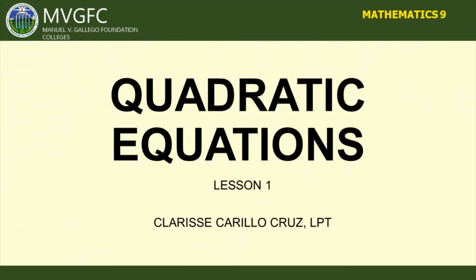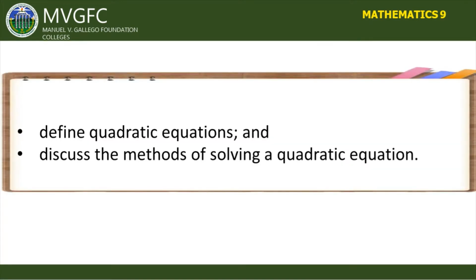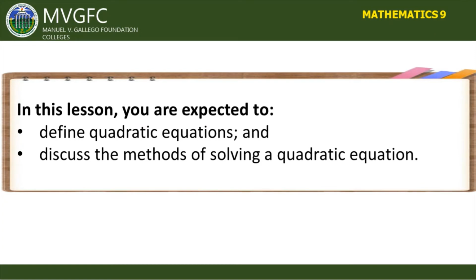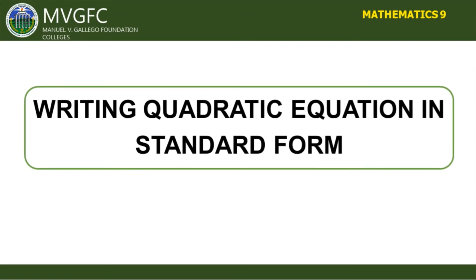For today's video, we're going to talk about writing quadratic equations in standard form. We all know that the standard form of the quadratic equation can be written as ax squared plus bx plus c is equal to 0. So let's have an example. Write each quadratic equation in standard form and determine the a, b, and c.